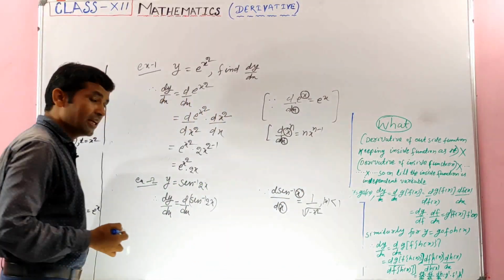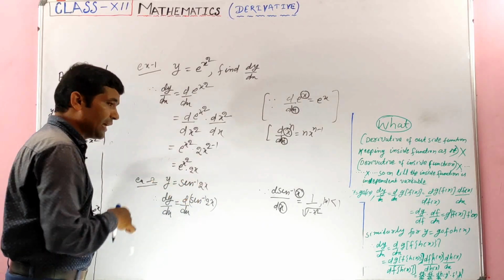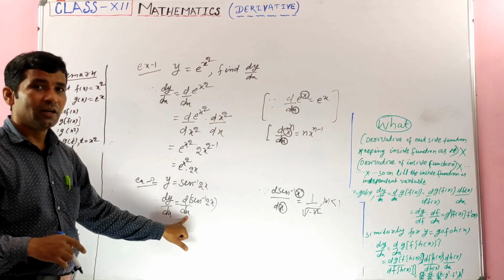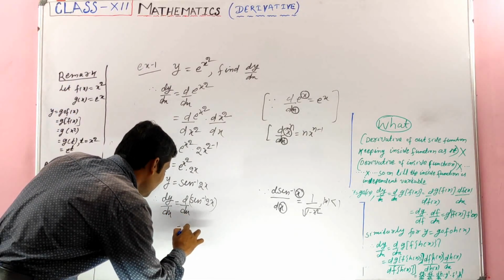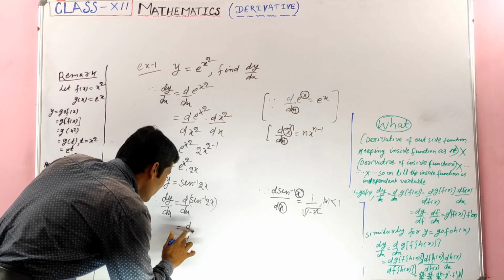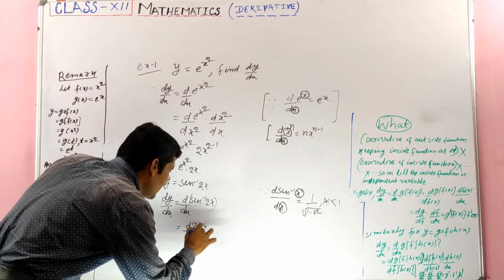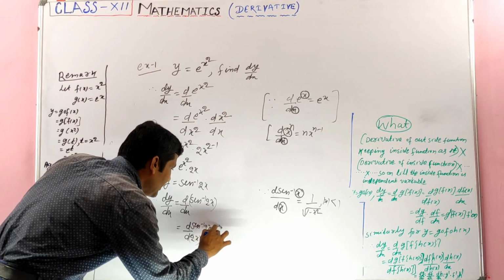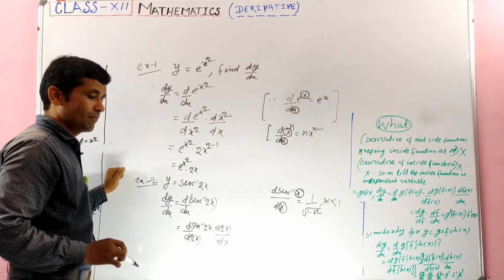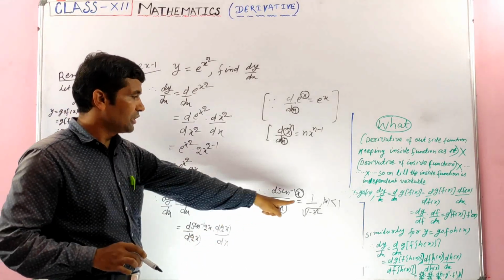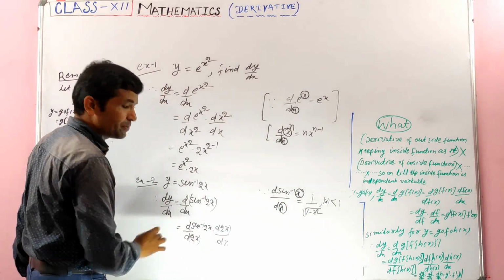But here, what is the independent variable? The function inside the other function is 2x, but the formula is given for x. So we have to adjust that part in the denominator: d of 2x. This is the question as it is, sine inverse 2x, into d of 2x by dx. Now use that formula. Why? Because this part is the same as this part.